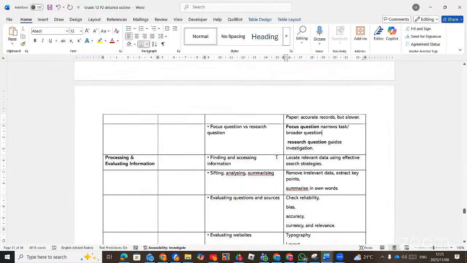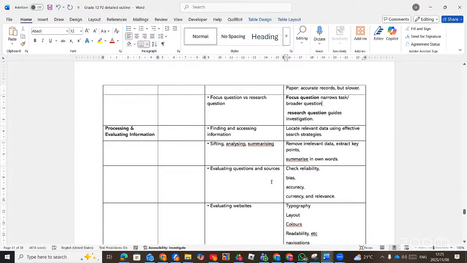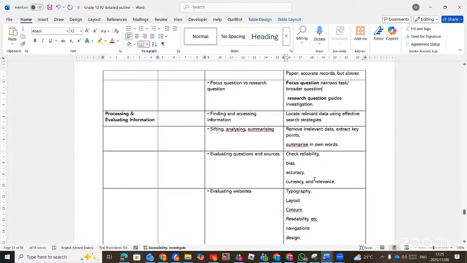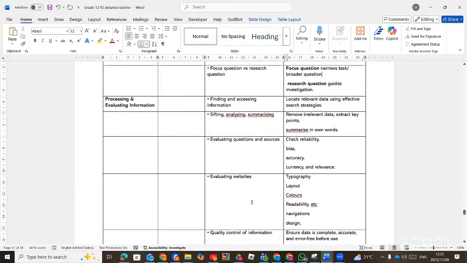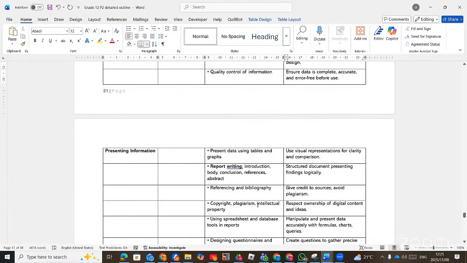Finding and then assessing information, like search engines, they can ask you questions on that. Evaluating questions and sources, checking the reliability, the bias for the questions in the questionnaire, accuracy, and others. Evaluating websites like we discussed earlier: typography, layout, the color schemes, readability, navigation, and different designs. Right. Presenting information, a report structure.